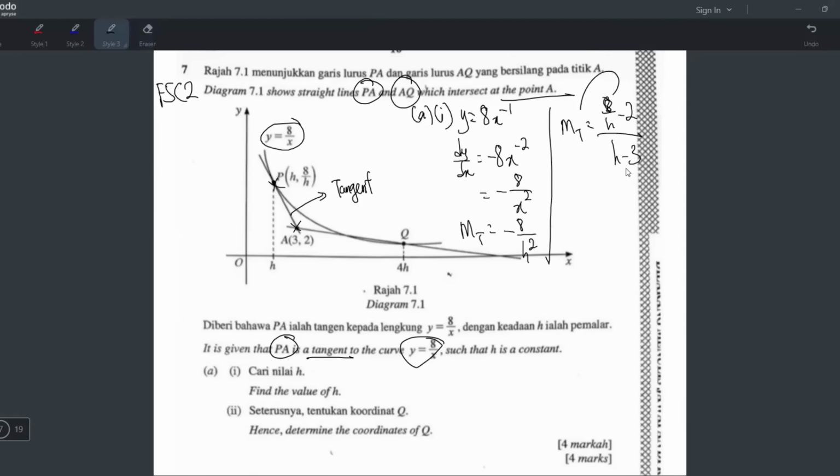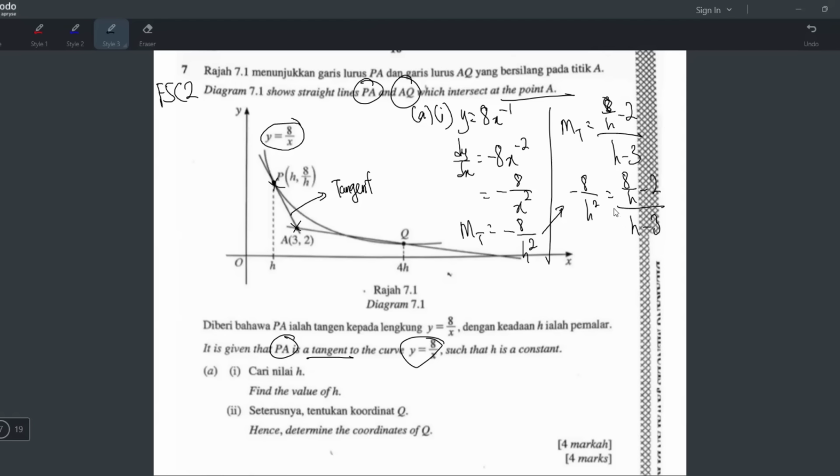But actually this and this, they are the same. Both these can be equal, right? So I can actually straight away do this. I can transfer this here: negative 8 over h square equals this whole thing, h minus 3. It means we find gradient tangent using two different methods, and then the answers we equate both. Okay, how to find h?